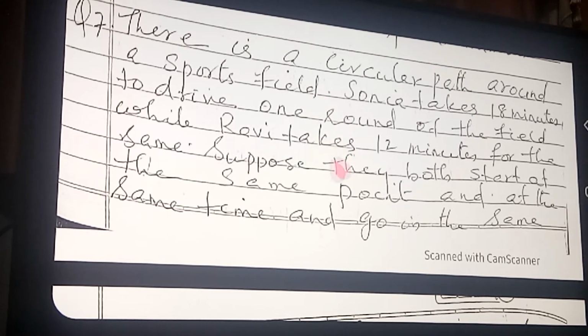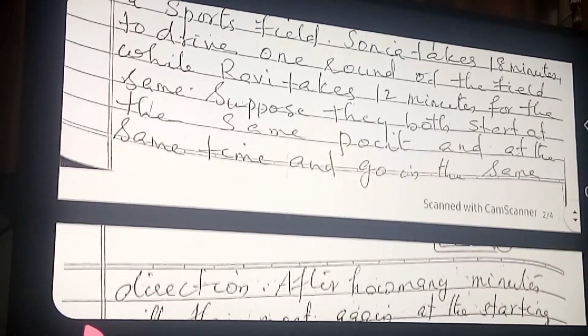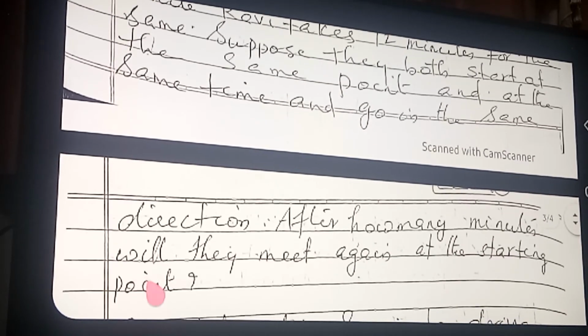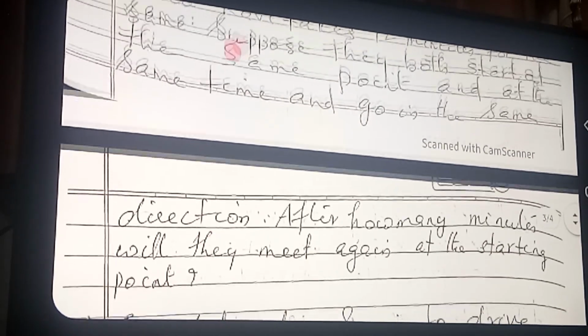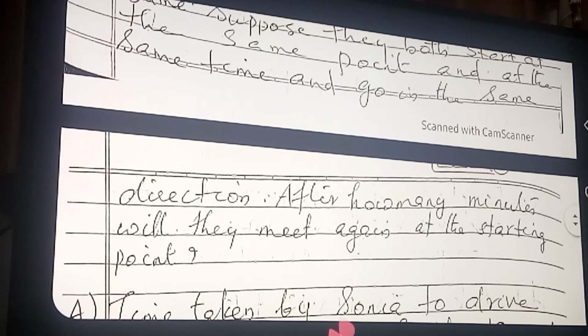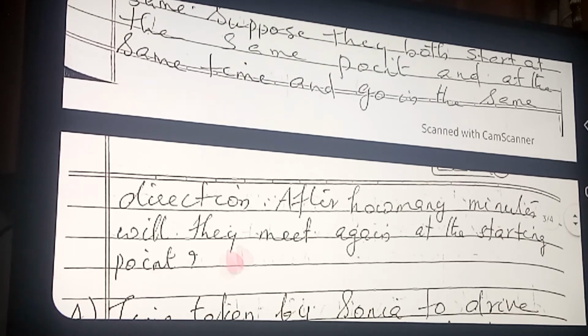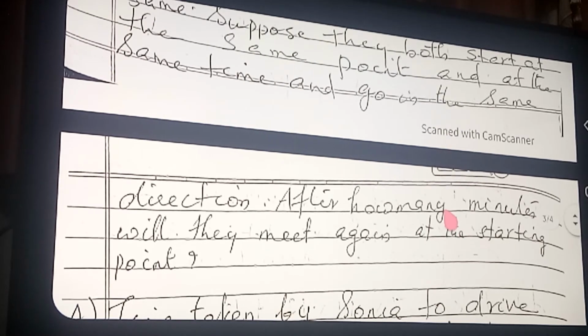Let me make the question clear. Sonia takes how much time? 18 minutes for 1 round. Ravi takes how much time? 12 minutes for 1 round. Your question is: after how much time will both the persons meet at the same starting point? They both are running in the same direction. After how many minutes will they meet again at the same starting point?